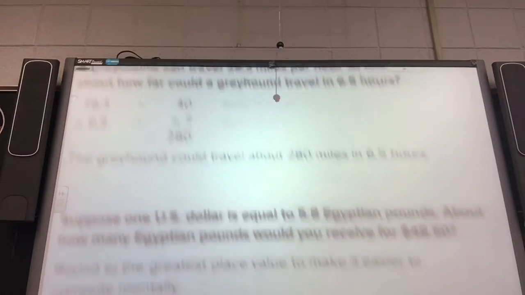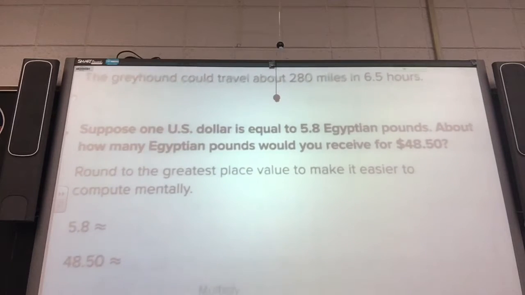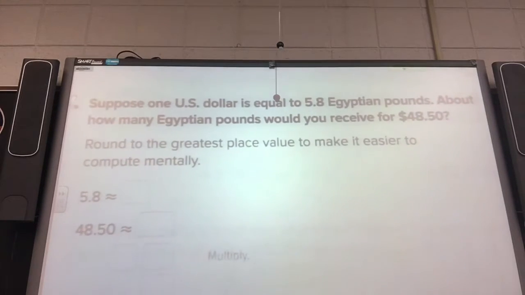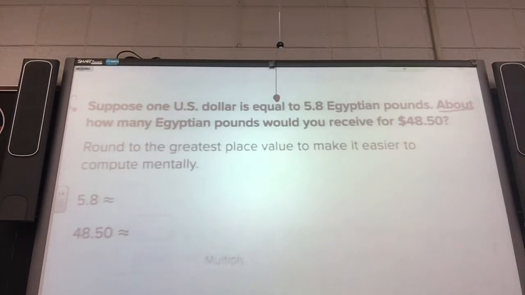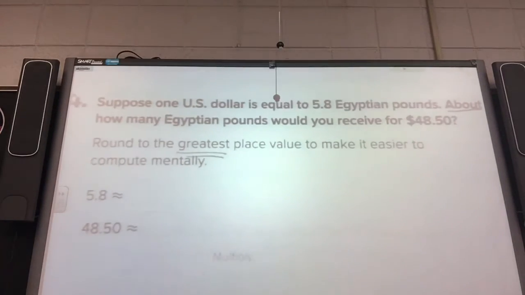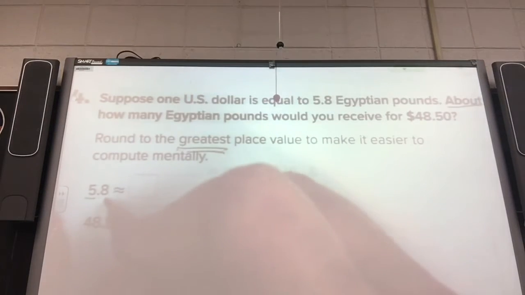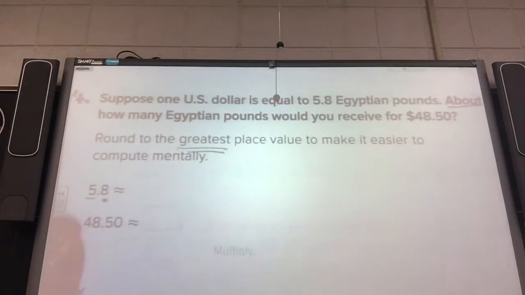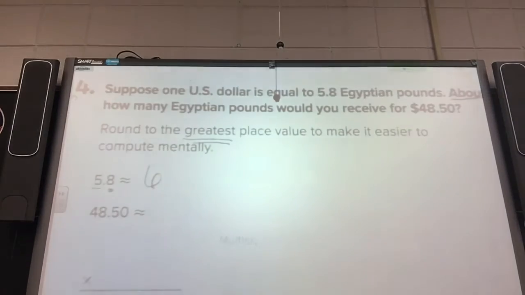All right, so now they give us our example to figure out, and it says suppose $1 US is equal to 5.8 Egyptian pounds. About, here's that about, remember that means round, about how many Egyptian pounds would you receive for $48.50? Rounding to the greatest place value to make it easier to compute mentally. So our greatest value is a 5. We look next door, we have an 8. Is it 5 or above or 4 and below? It is above, so we round to a 6.